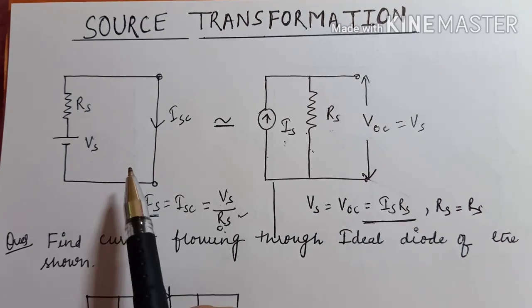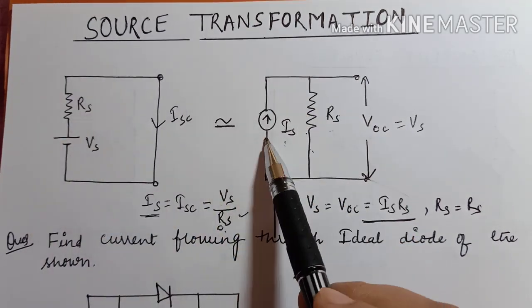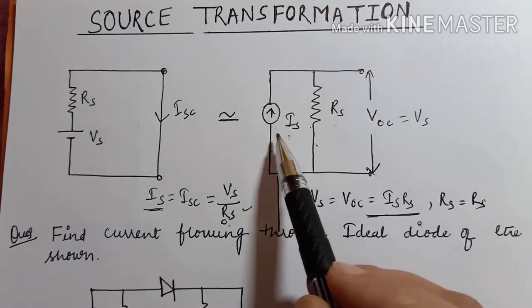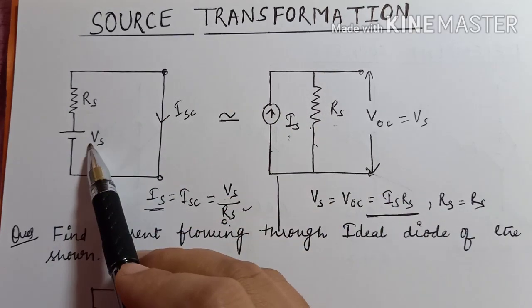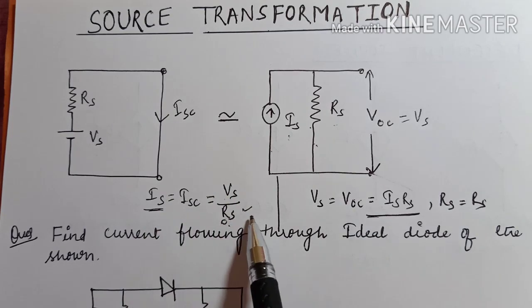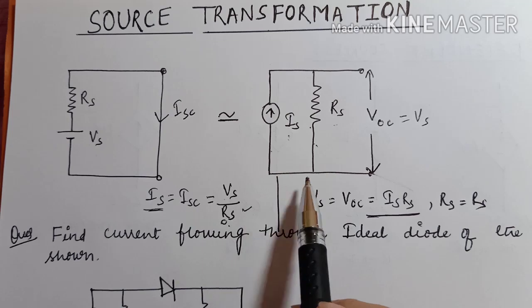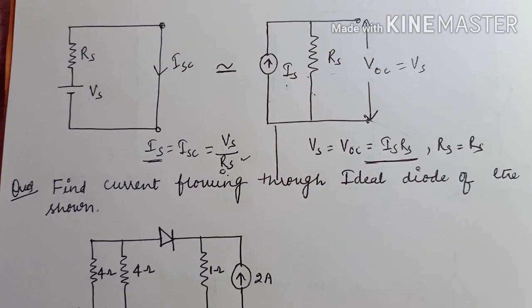Clear? So how to convert? A voltage source in series with a resistance will be converted into a current source in parallel with the resistance, and a current source in parallel with a resistance can be converted into a voltage source in series with the resistance. And how to calculate the magnitude? By simply applying Ohm's law, V equal to IR. So this is your source transformation. Clear? Now let's do one example on source transformation.